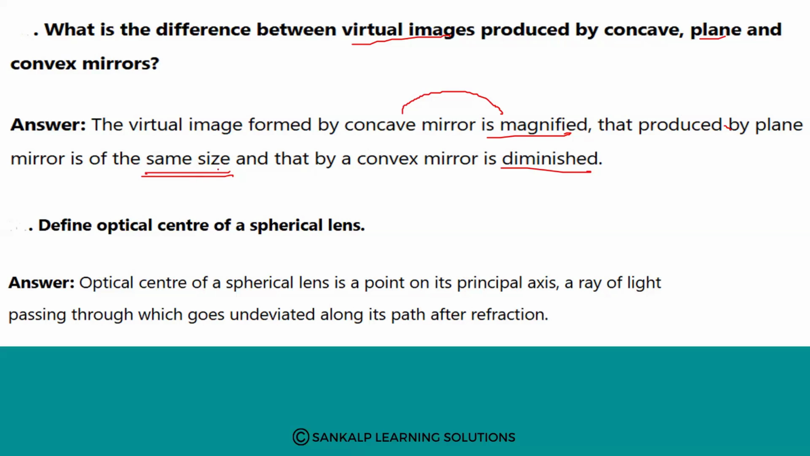So this is the same size, and that by a convex mirror is diminished. Point size it will be, diminished means it will be smaller.